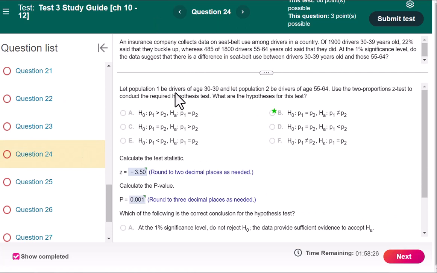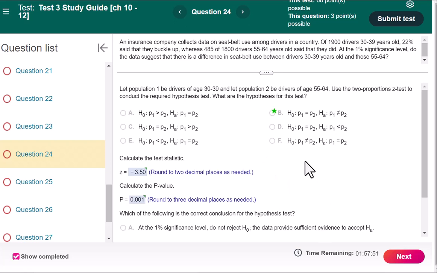An insurance company collects data on seat belt use among drivers in a country. Of 1,900 drivers 30 to 39 years old, 22% said that they buckle up, whereas 485 of 1,800 drivers 55 to 64 said that they buckle up. At the 1% significance level, do the data suggest that there is a difference in seat belt use between drivers 30 to 39 and 55 to 64? So we want to test that P1 is not equal to P2. This is a two proportion Z test, guys.